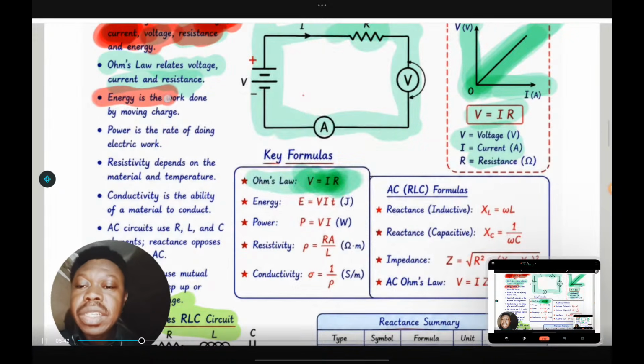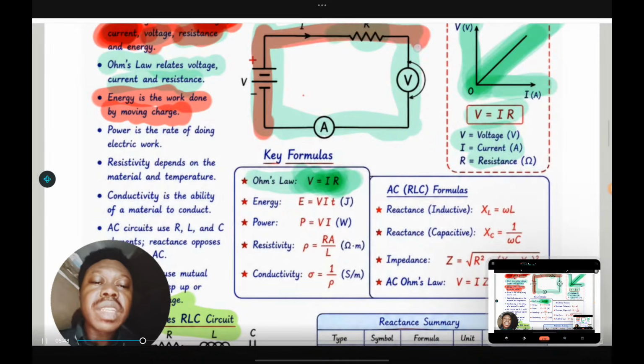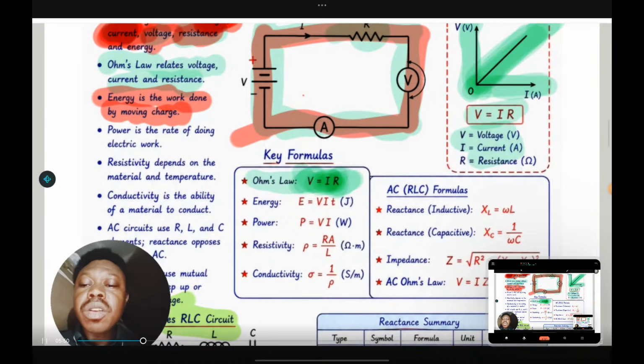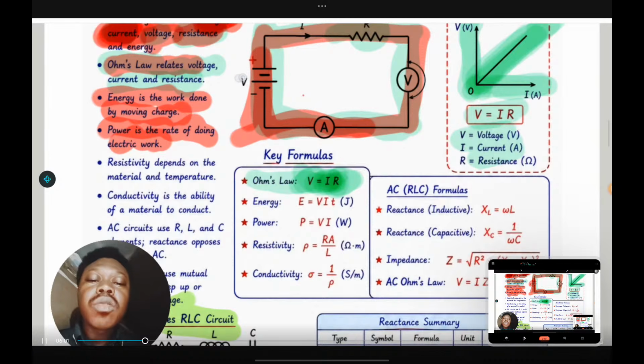Then energy is the work done by moving charge. So when these charges begin to move in this circuit, energy is consumed, and power is the rate of doing electric work. You can be asked to calculate voltage, to find current, to find resistance, to find energy, or to calculate power. Please take note of all these terms.